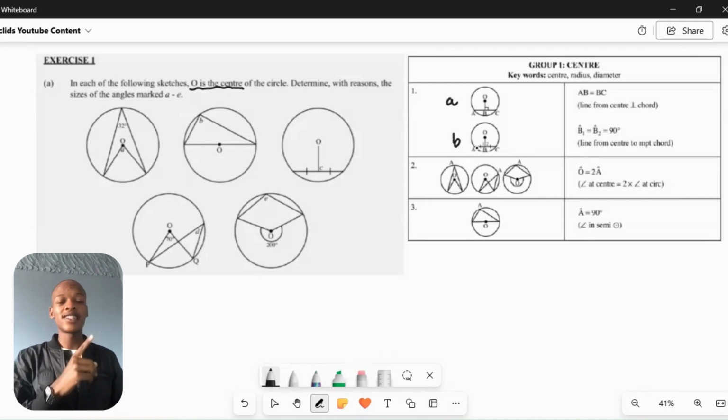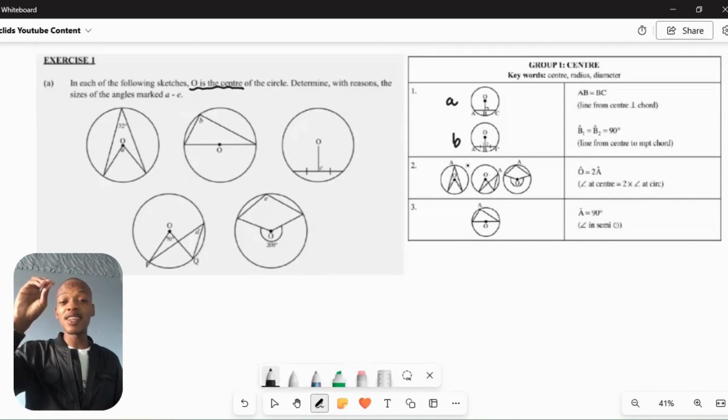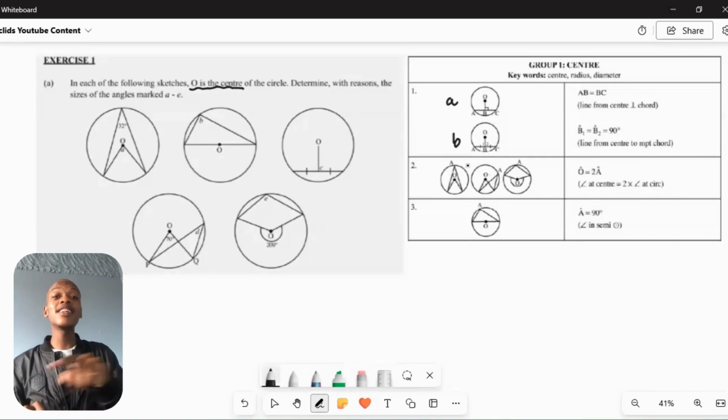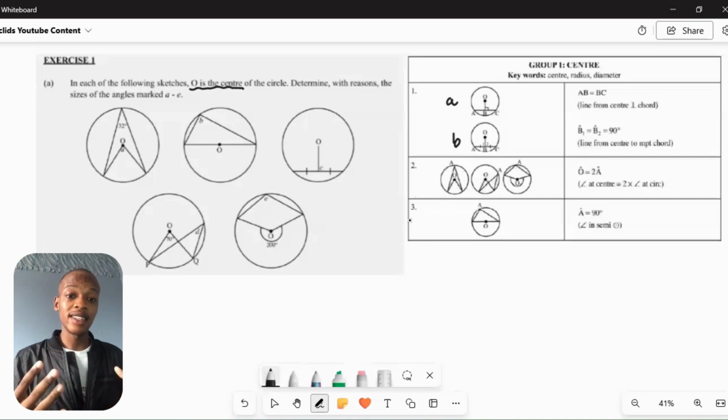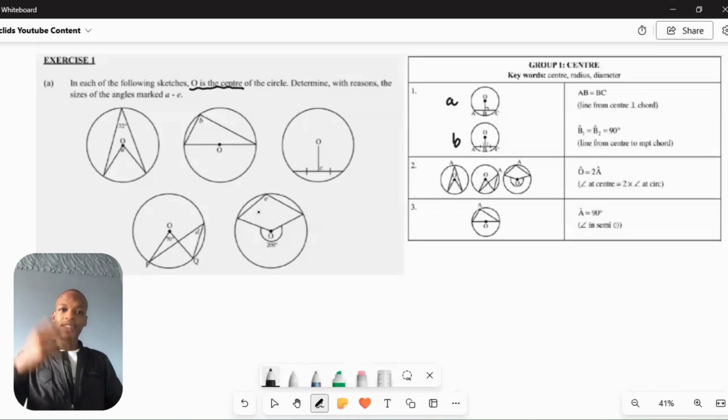1A is saying a line drawn from the center, perpendicular to the chord, bisects the chord. And then B is saying a line drawn from the center, bisecting the chord, is perpendicular to the chord. Please make sure you know the difference between the two. The one is the inverse, and the other one is the original one. And then number 2, angle at the center is twice the angle at the circumference. And number 3, angle in a semicircle is 90 degrees, or angle subtended by a diameter is 90 degrees. Let's go straight to it.